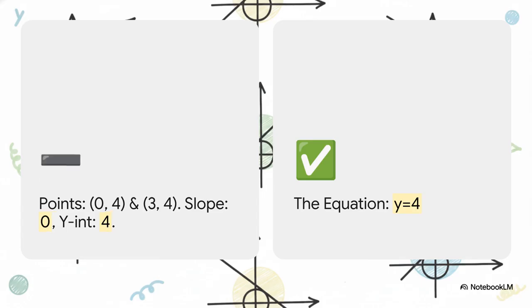Now, this next one is super interesting. It perfectly shows what happens with a completely horizontal line. Our points are (0, 4) and (3, 4). Think about it. The height isn't changing at all, so the slope, our m, is just 0.